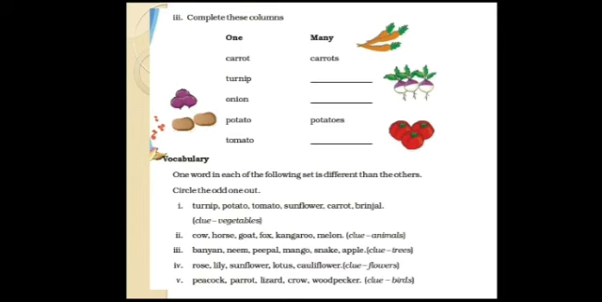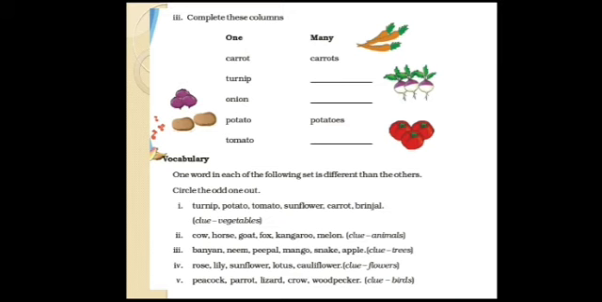Next, cow, horse, goat, fox, kangaroo, melon. You have to find which is not an animal. Clue is given, animals. So which is not an animal? Yes, all of you know that melon is not an animal. So you have to circle melon here. Then banyan, neem, peepal, mango, snake, apple. What is the clue? Trees. Which is not a tree? Yes, snake is not a tree.